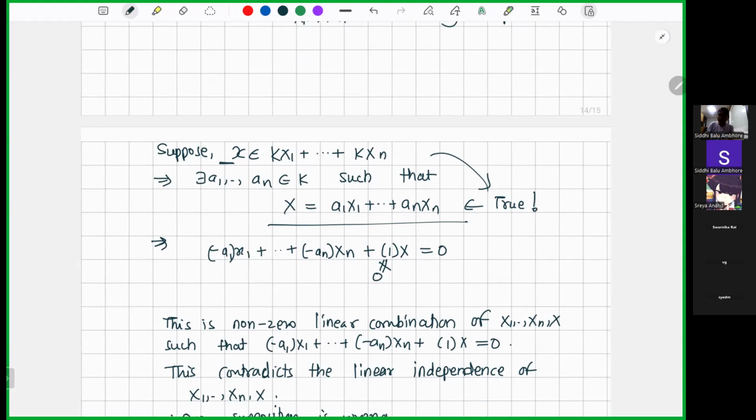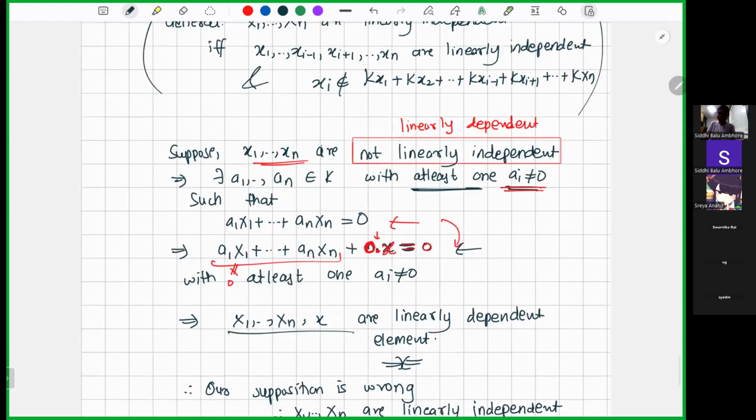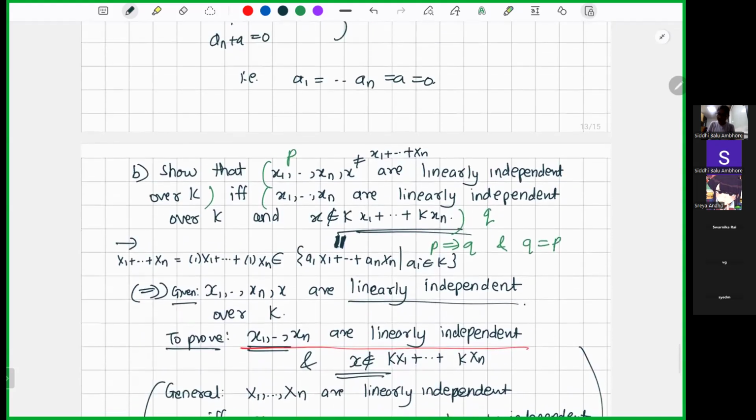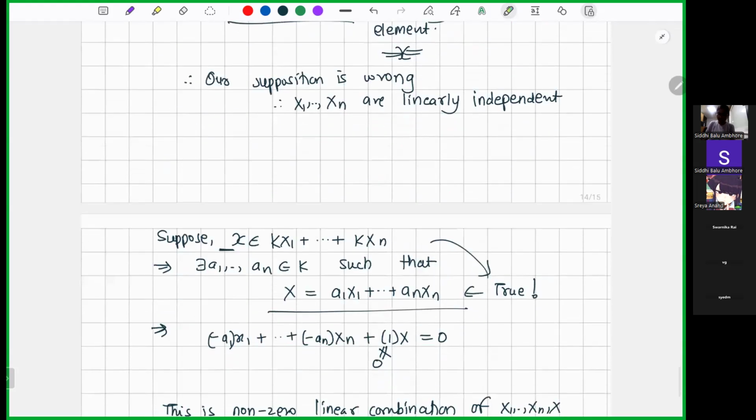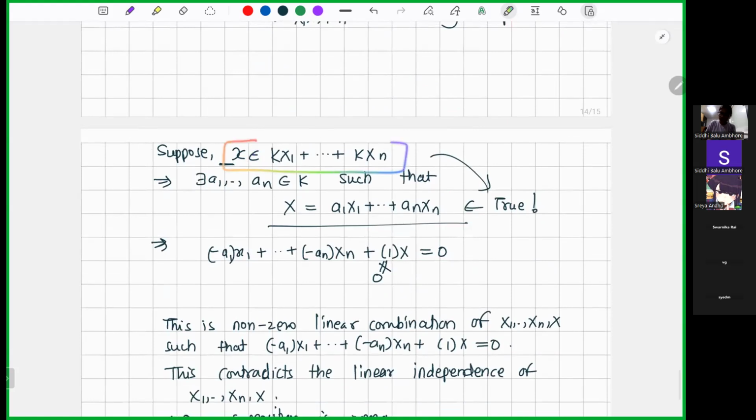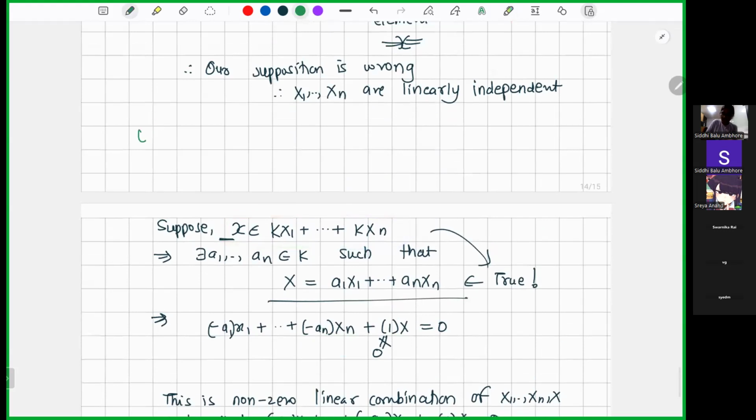Ma'am, why is x equal to the linear combination? x is the nth element, right? No, it is given. See, we want to prove that x does not belong to this set. This is what we want to prove. So what we did is we assume that suppose it belongs. We want x to not belong to this thing.